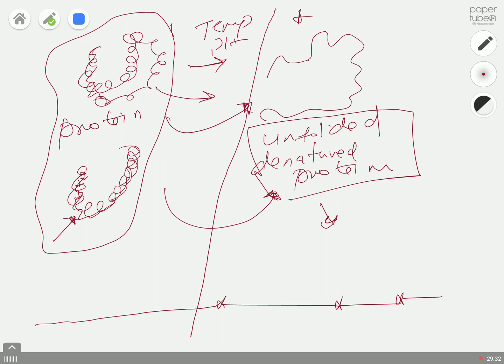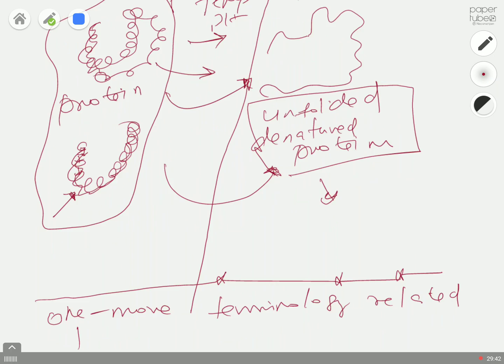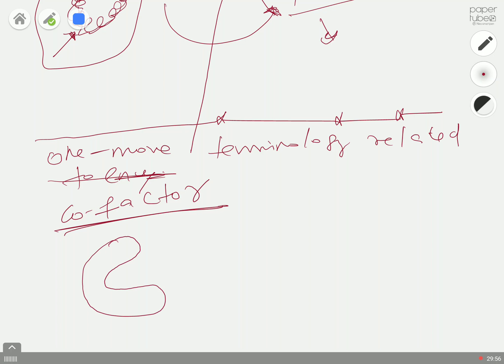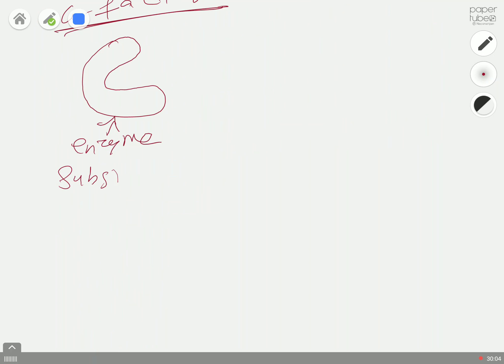And one more terminology related to enzyme kinetics. It's called cofactor. So what is a cofactor? Imagine you have an enzyme, something like that. Let's call this the enzyme. And if you add a substrate, it will not convert your substrate to products.